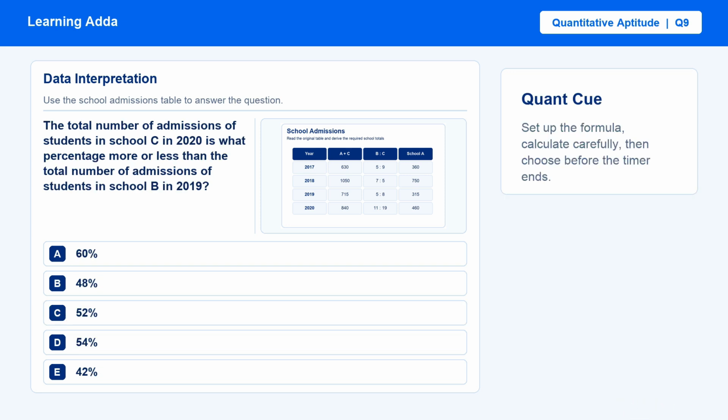Question 9. The total number of admissions of students in School C in 2020 is what percentage more or less than the total number of admissions of students in School B in 2019? Option A 60%. Option B 48%. Option C 52%. Option D 54%. Option E 42%. The timer starts now.